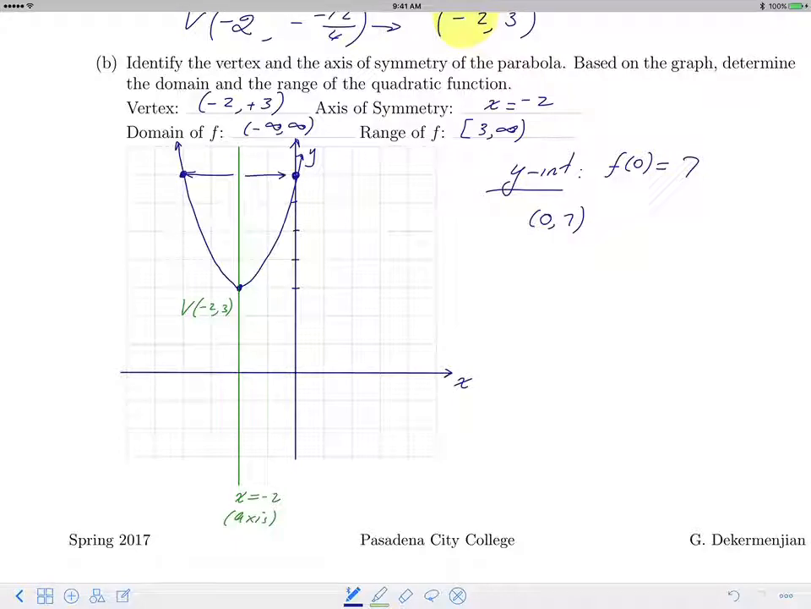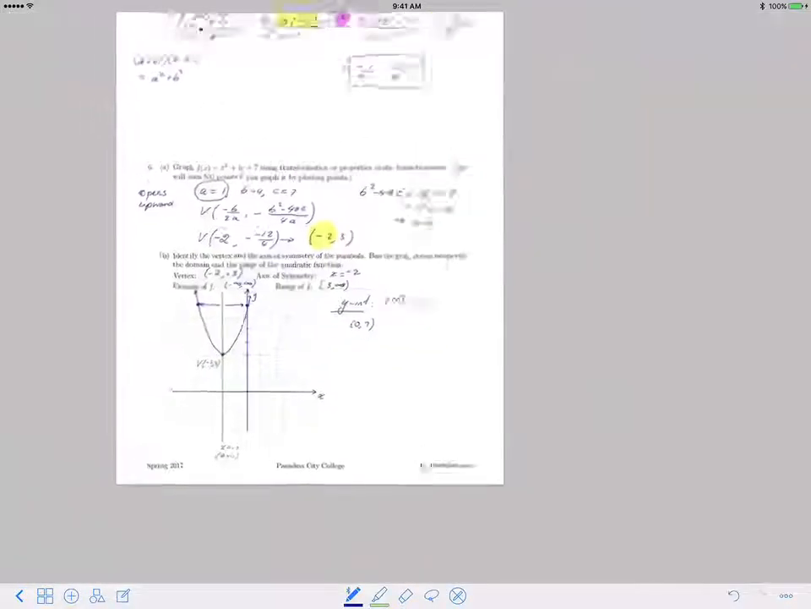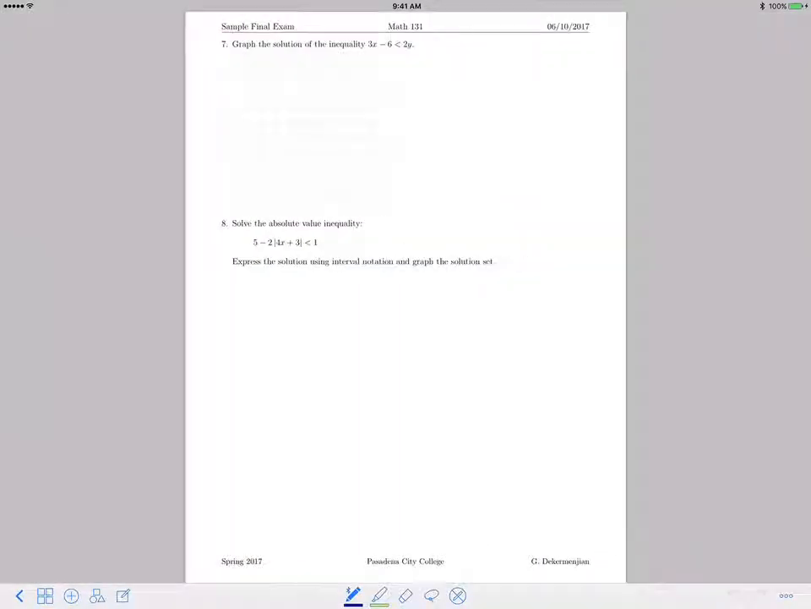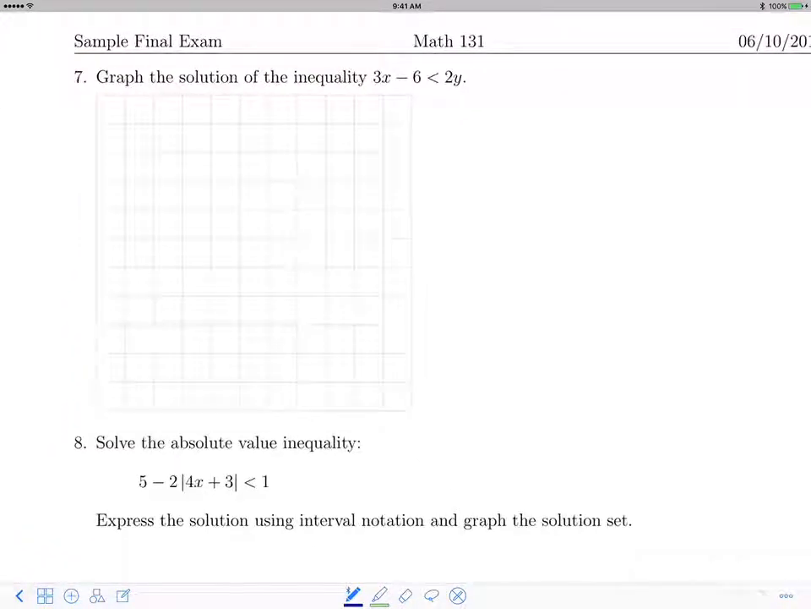Okay, let's take a look at the next question, number 7. Number 7 says graph the solution of the inequality 3x minus 6y is less than 2y. So remember, we have to shade part of the xy plane based on a line that separates the xy plane into 2 pieces.